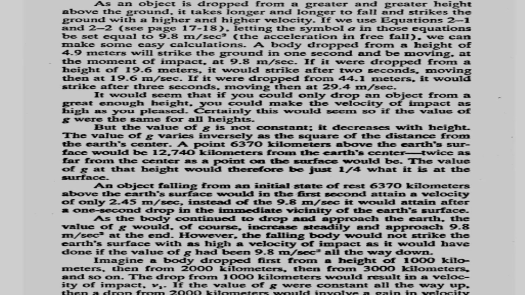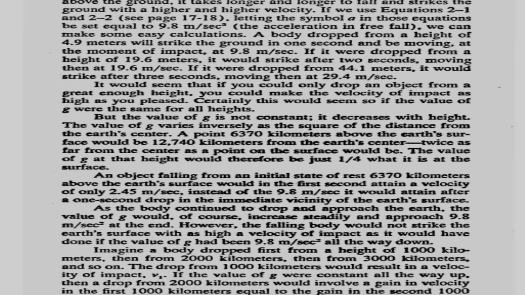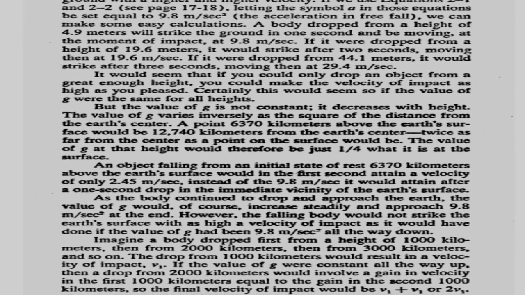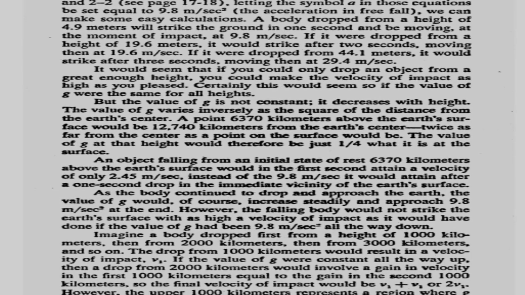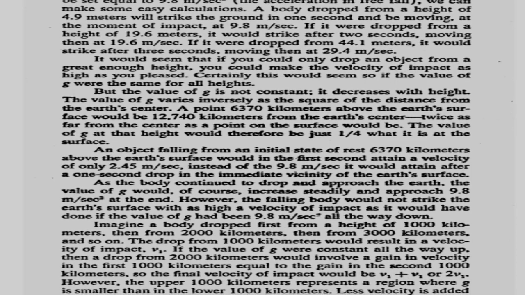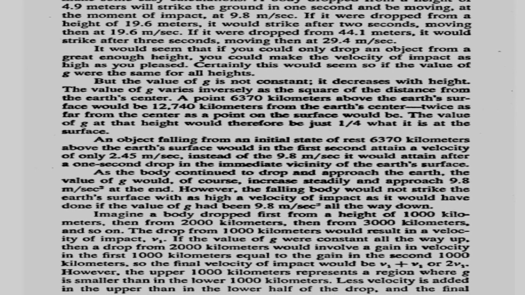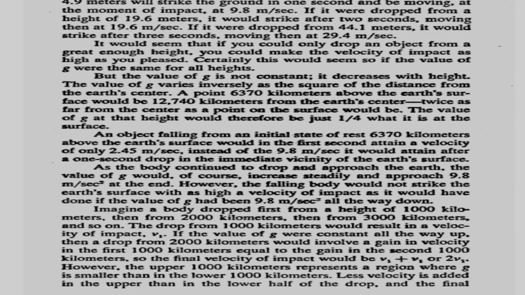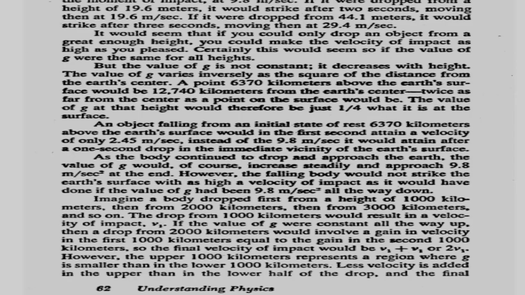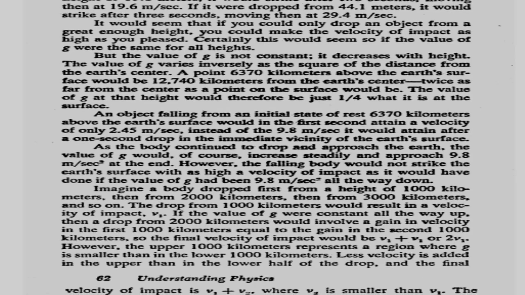If the value of g were constant all the way up, then a drop from 2,000 kilometers would involve a gain in velocity in the first 1,000 kilometers equal to the gain in the second 1,000 kilometers. So the final velocity of impact would be v1 plus v1, or 2 times v1. However, the upper 1,000 kilometers represents a region where g is smaller than the lower 1,000 kilometers. Less velocity is added in the upper than in the lower half of the drop, and the final velocity of impact is v1 plus v2, where v2 is smaller than v1.